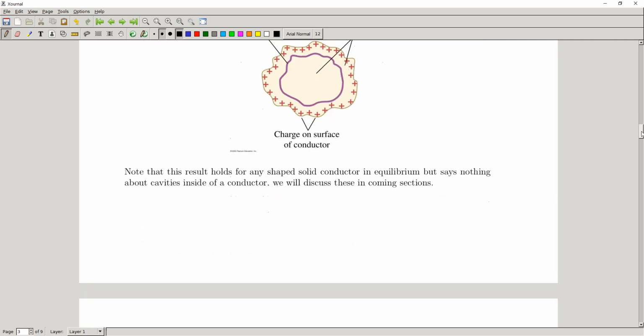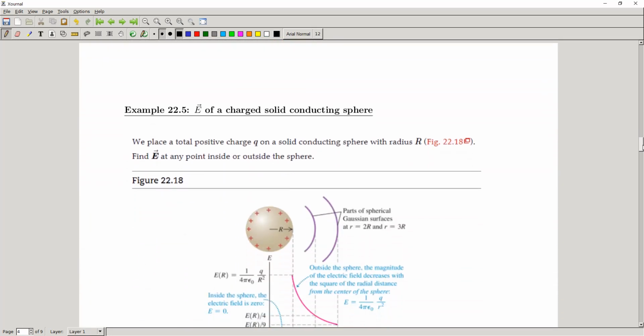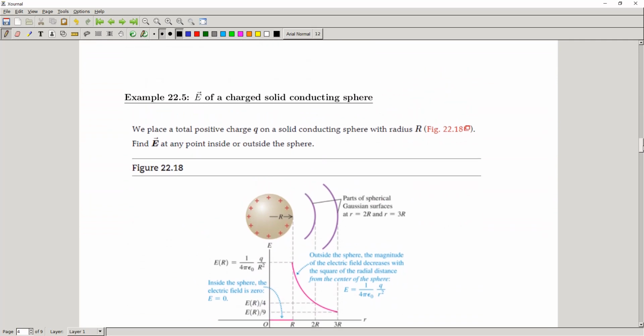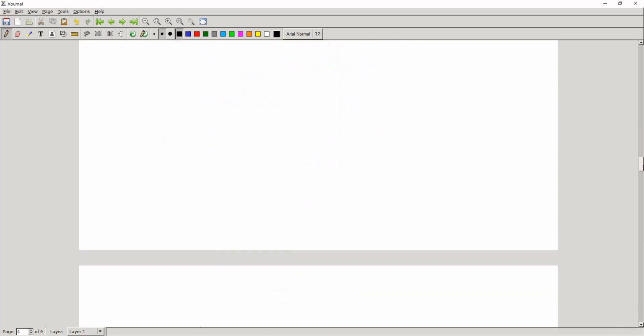And now we're going to move on to some examples. I have 4 examples planned here. We're going to look at the electric field of a charged solid conductor. This is a spherical conductor, a sphere made up of some kind of conducting material that does have a net charge on it. We're going to look at the electric field inside and outside of this thing.